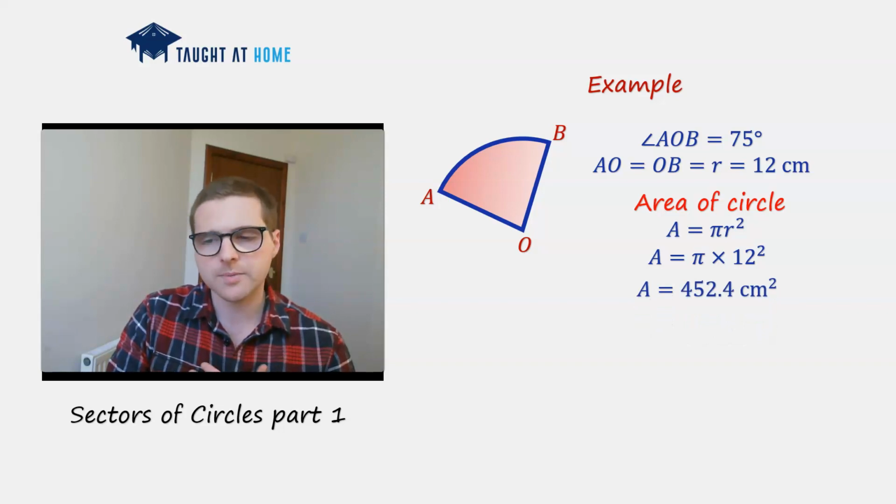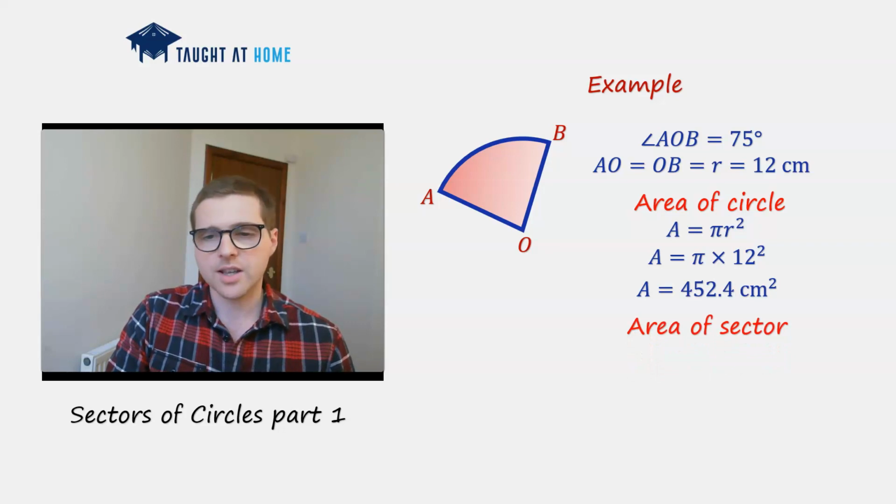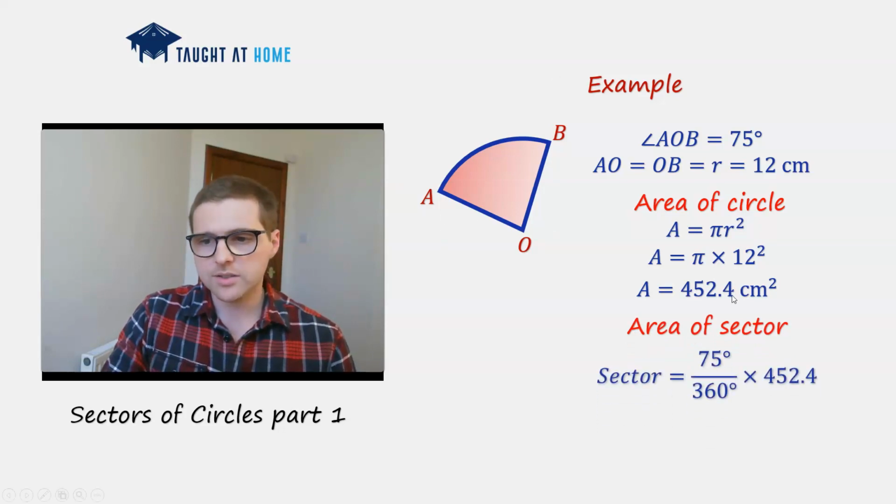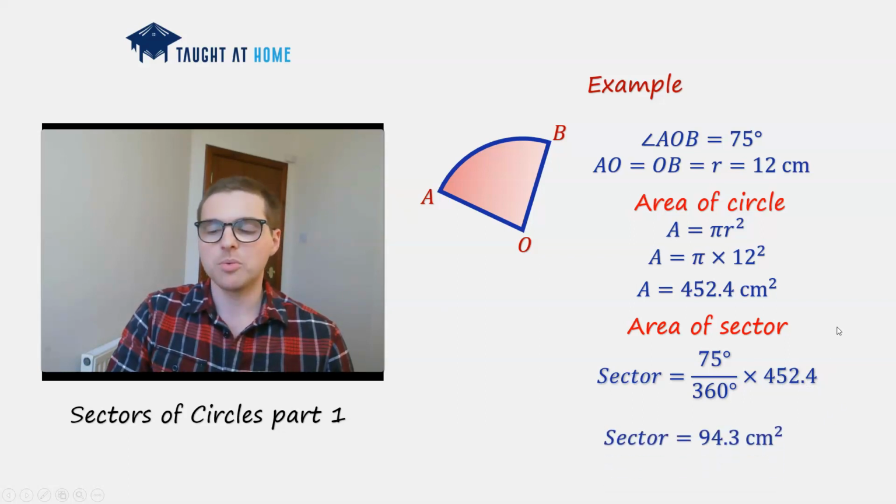452.4 centimeters squared. So the area of the sector, therefore, would be the center angle divided by 360 times 452.4. And what we get is 94.3 centimeters squared. And that is how we do it.